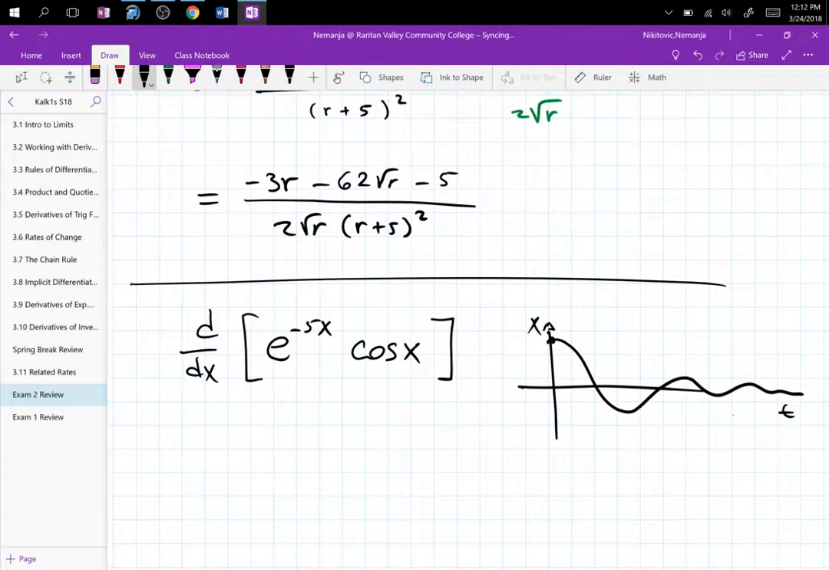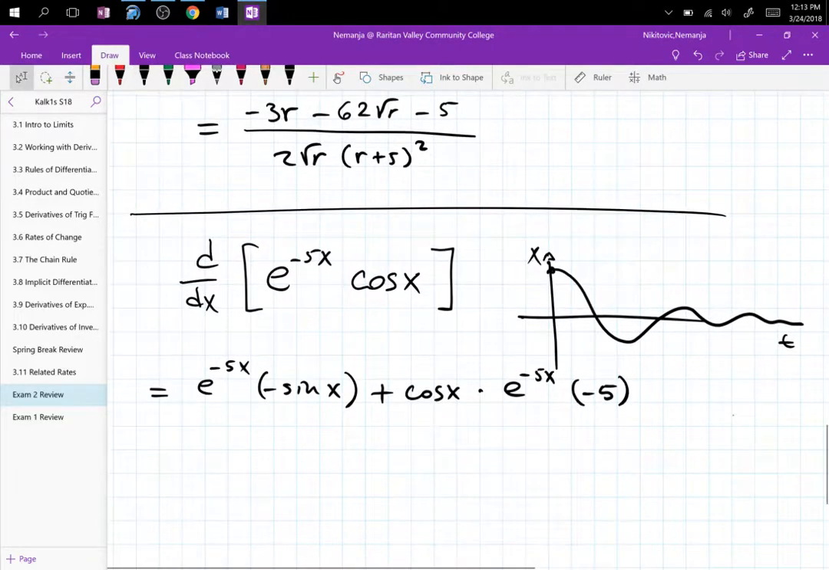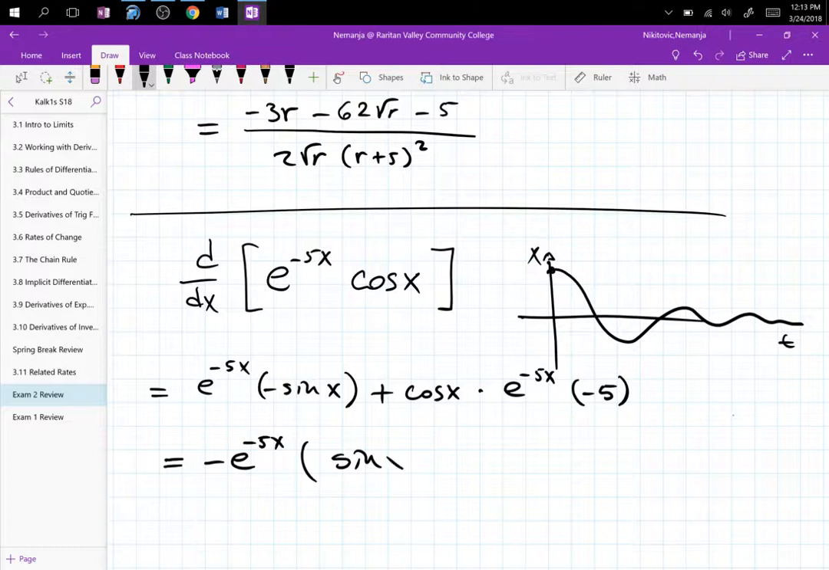So what do we do? We do the product rule, right? You have function number 1, function number 2. Copy the first times derivative of the second plus copy the second times derivative of the first. This is where the chain rule kicks in. So we copy, it's e to the right x, so copy that, and then the derivative of the exponent. So what can I factor? I can factor negative e to the negative 5x. And what's left? Sine x plus 5 cosine x is left.